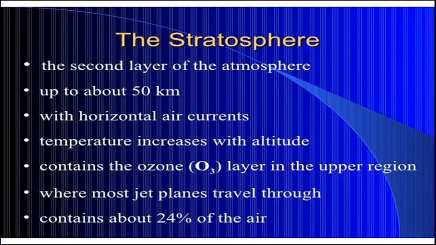The second layer of the atmosphere is the stratosphere, which extends up to about 50 kilometers with horizontal air currents. Temperature increases with altitude in this layer. It contains the ozone layer, which lies within the stratosphere in the upper region between the altitudes of 20 and 50 km. It provides suitable conditions for flying jet aircraft because this layer does not have water vapor or dust particles and no turbulence in the air. It contains about 24% of the air.